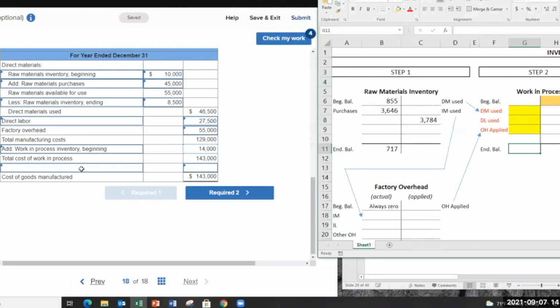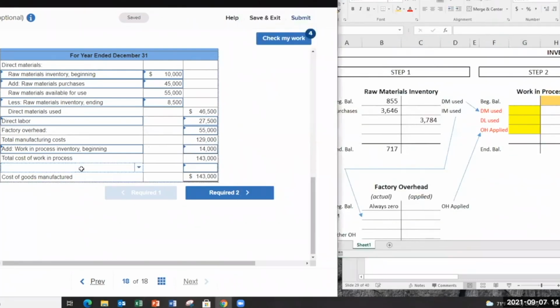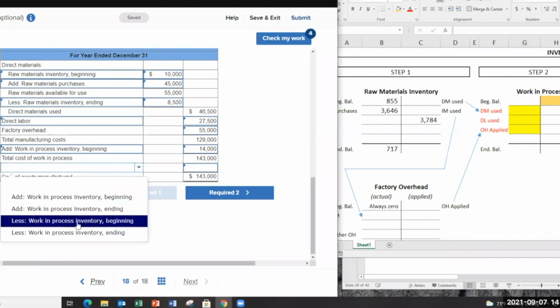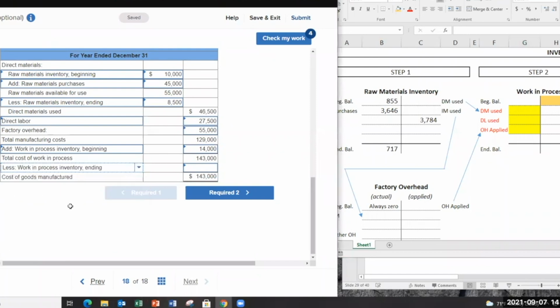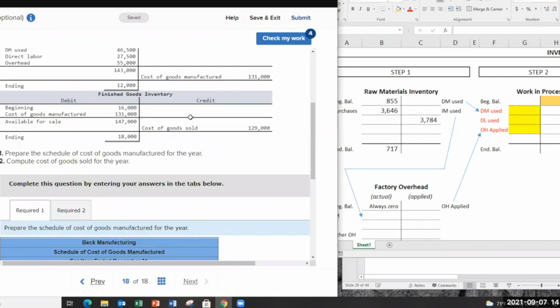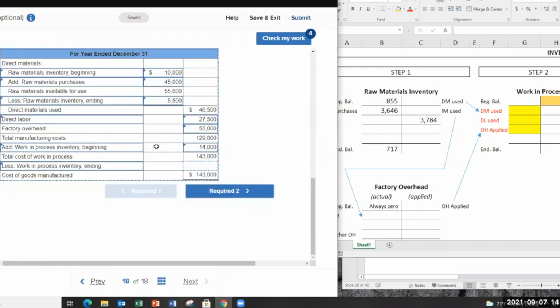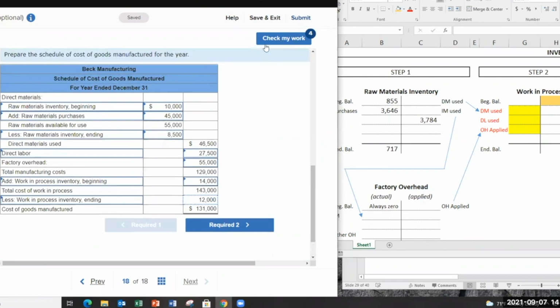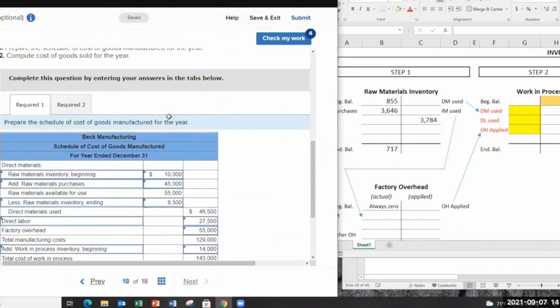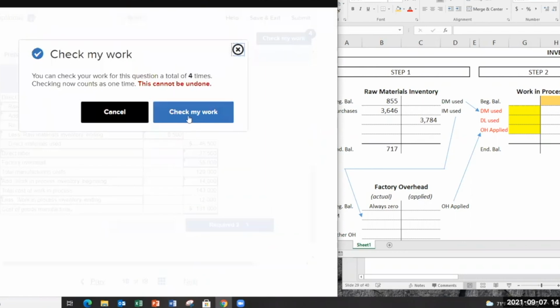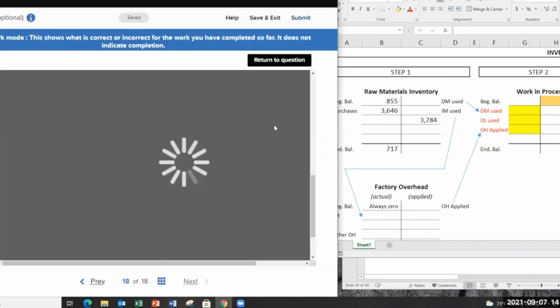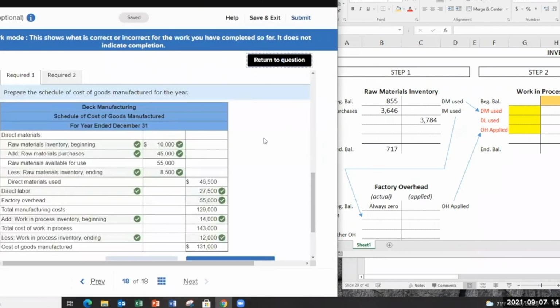So we subtract the ending work in process, less work in process ending. And that's given to us as 12,000 right here. That brings this 143 down to 131. I'm going to go ahead and check my work here, because if this is wrong, my income statement will be wrong as well. So go ahead and check your work after you finish the first part of it. So this is looking good.